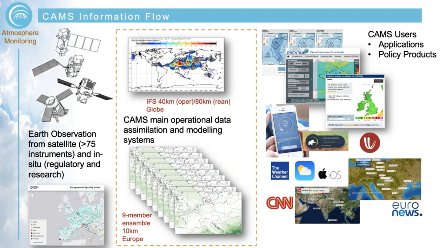These global forecasts are then used to provide the boundary conditions for a 9-member ensemble of regional air quality models over the European domain. And then information from both the global and regional forecasting systems is used in various applications. So there are applications for policy-related products, for regional air quality in different cities across Europe. Our data is also used by various air quality apps such as windy.com, Breezometer, and Plume Labs. And our air quality forecasts are also featured regularly every day on Euronews for Europe, but also CNN International.